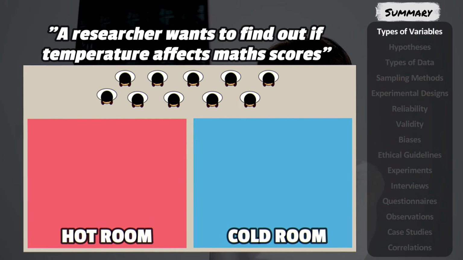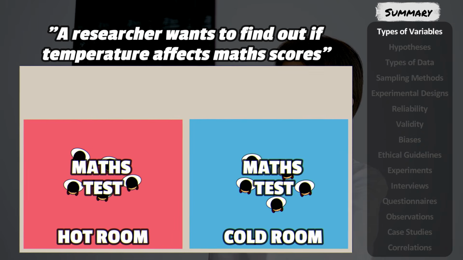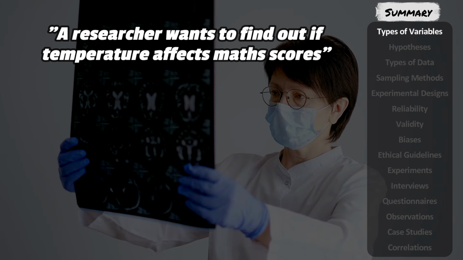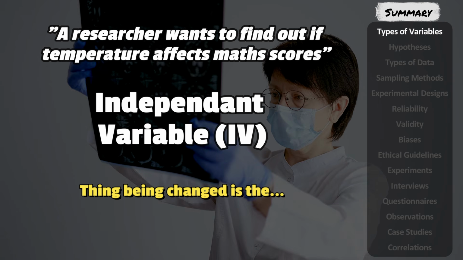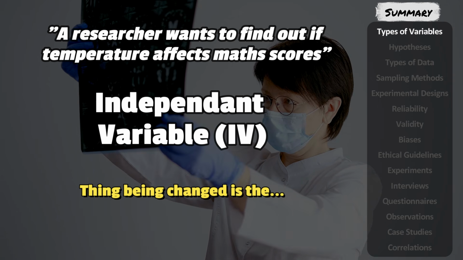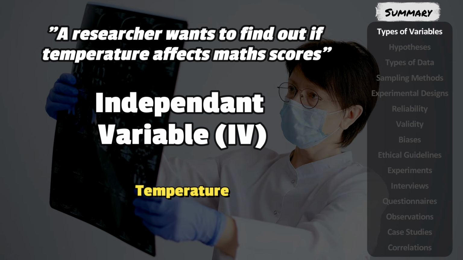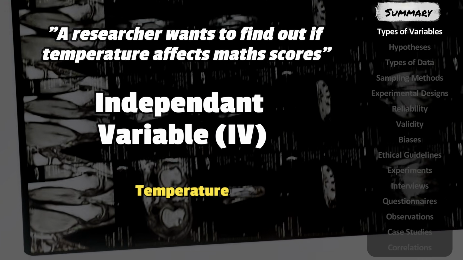So I take a group of students, I'd split them in half. Half will do a maths test in a hot room, half will do it in a cold room, and then we'd work out whether the hot or cold room was better. Now, remembering that an independent variable is the thing that's being changed in an experiment, can you apply that knowledge to this study? What is it in this study that is being changed? Pause the video and have a think. The answer is temperature. So the thing that's being changed by the researcher is the temperature. We're putting people in either hot rooms or cold rooms.